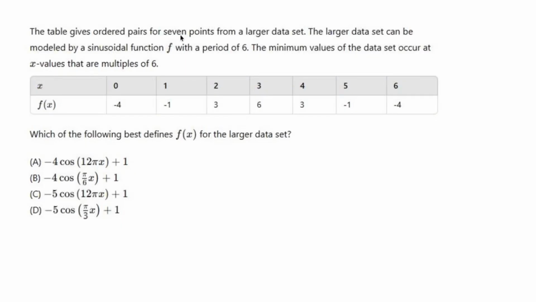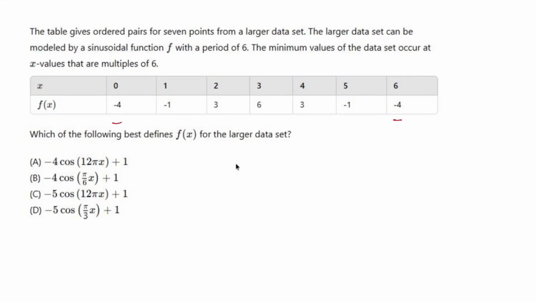A table gives ordered pairs for 7 points from a larger data set. The larger data set can be modeled by a sinusoidal function f with a period of 6. The minimum values of the data set occur at x values that are multiples of 6. So you are a minimum and you are a minimum. Which one of the following best describes f of x for the larger data set?